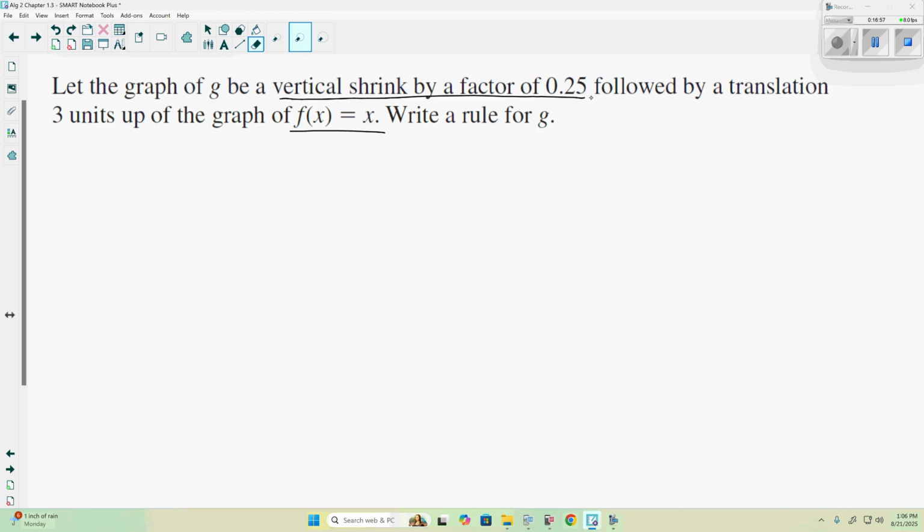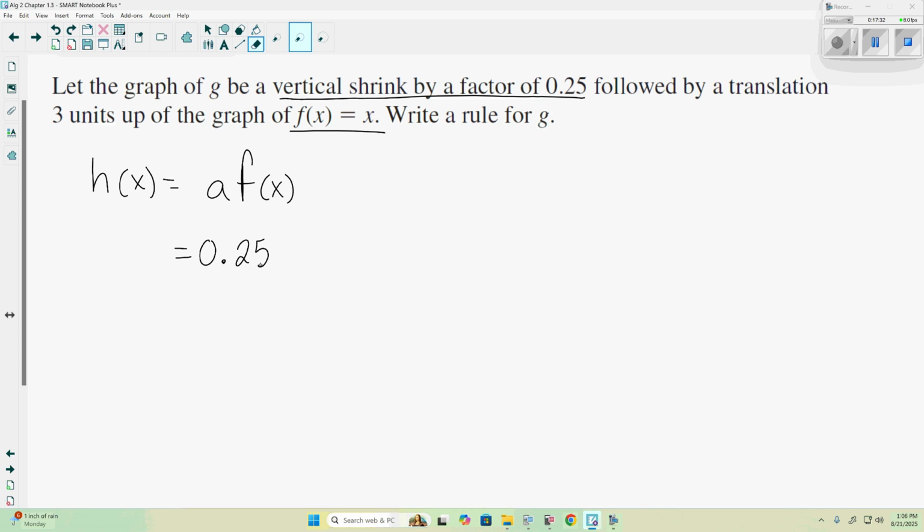Now, what we name it, I don't care. Because even if we name the first step g of x and then we name the second step h of x, cool, doesn't matter. Because again, g of x, h of x, z of x, m of x, q of x is just a way to name the function. So we can say h of x. Vertical shrink. Our general form is a times f of x. And our value of a for this is what? 0.25.